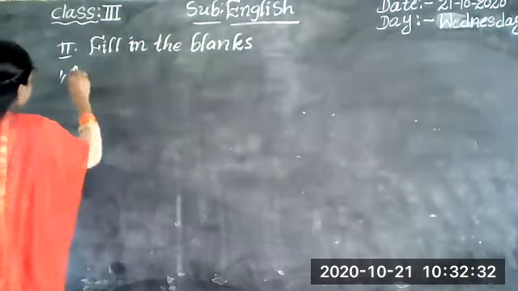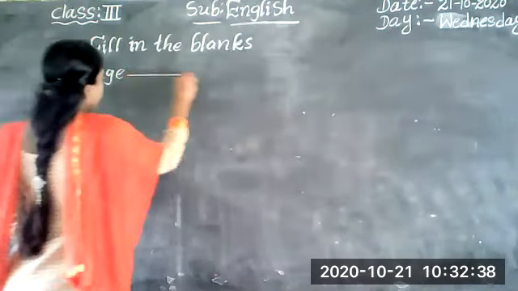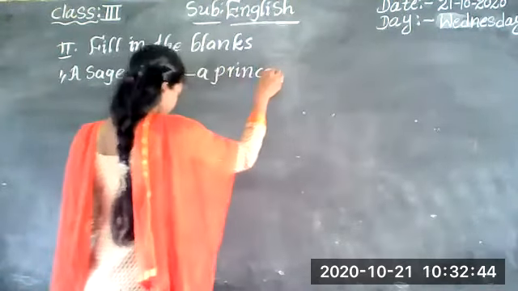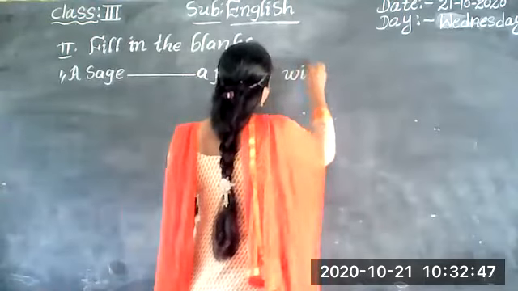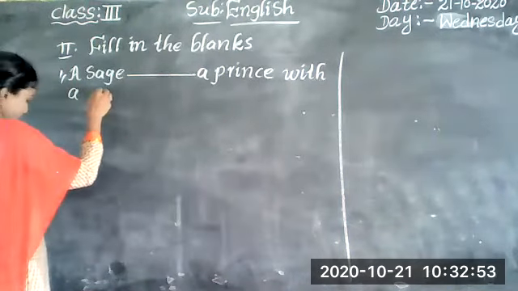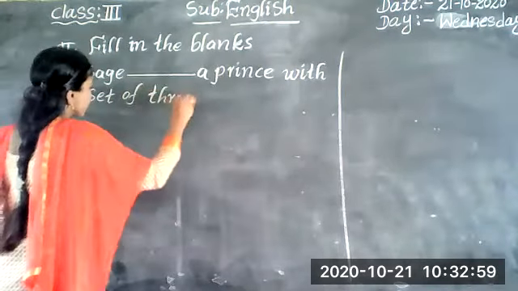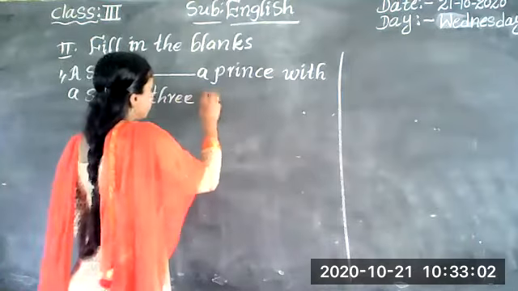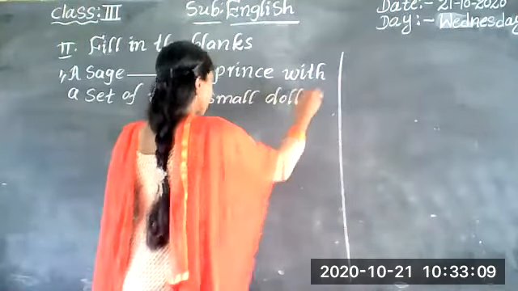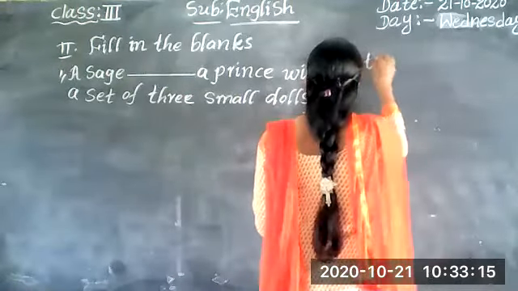"The sh dash a prince with a set of three small dolls." So here, the answer is like two. Let's go see.